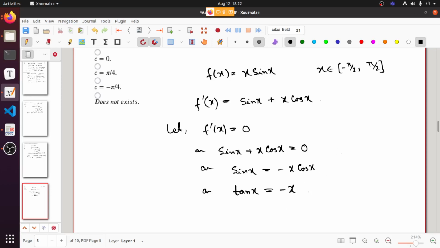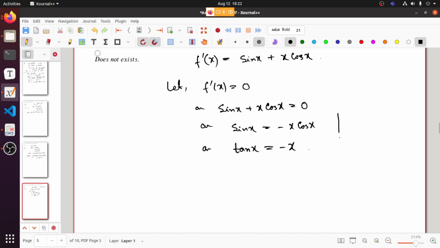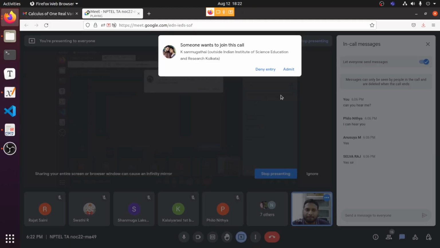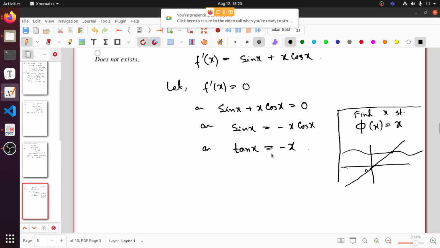Have you seen this kind of problem? Suppose you have to solve phi of x equals x. You have to find all such x such that phi of x equals x, these are called the fixed points. Suppose this is the curve of x, and suppose any phi is there, where it will intersect, this will be the solution. So these are called the fixed points of the function phi. So here it is not just a fixed point, but instead of x here it will be minus x, right? So you have to check where this will satisfy.